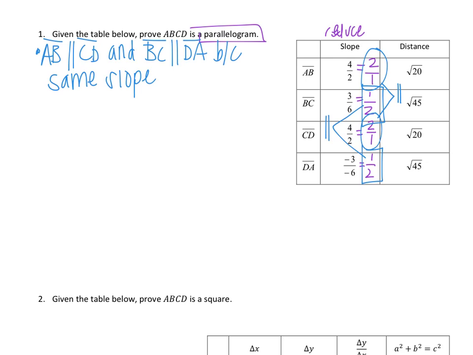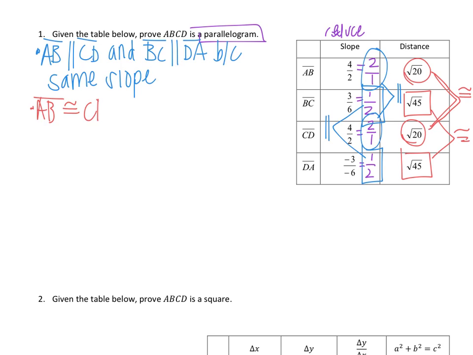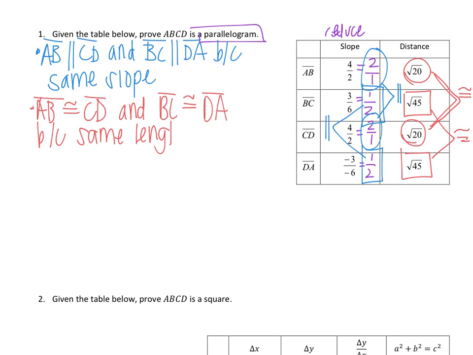When we move on to the distance or length column, we have square root 20, square root 20. Distance or length being equal means that segments are congruent. Same with square root 45, square root 45, again, congruent. So let's make that statement. AB is congruent to, find the one you paired it with, AB paired with CD, and BC is congruent to DA, and the reason is because same length.